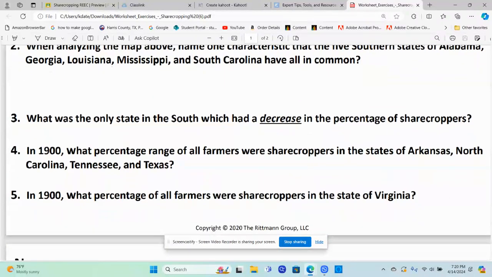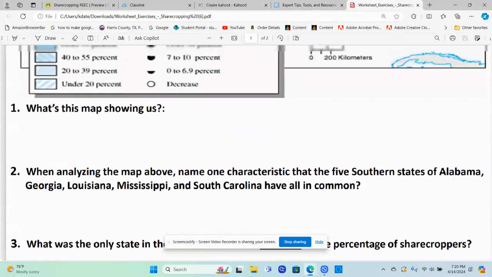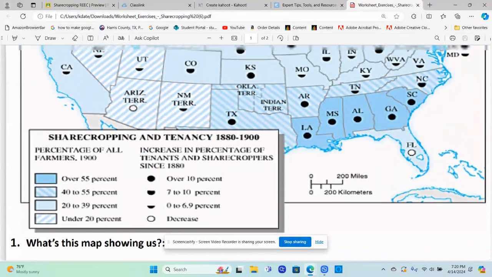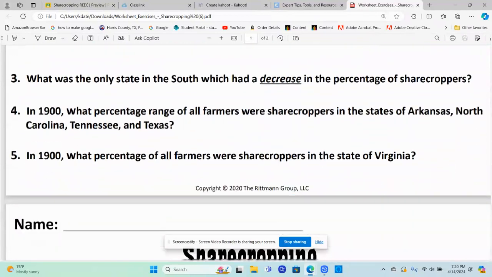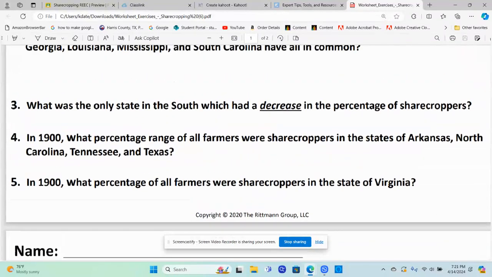Number five, in the 1900s, what percentage of all farmers were sharecroppers in the state of Virginia? So you're going to go back up to the state of Virginia and find it. And when you find the state of Virginia, then you're going to go over and look and see what the percentage was for sharecroppers in the state of Virginia. You're going to make sure you write your information in each space. And you will have to replay the video for each one of your numbers.